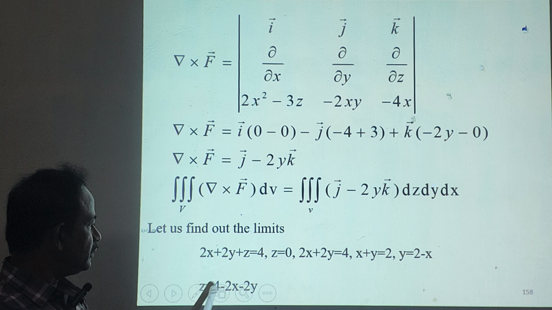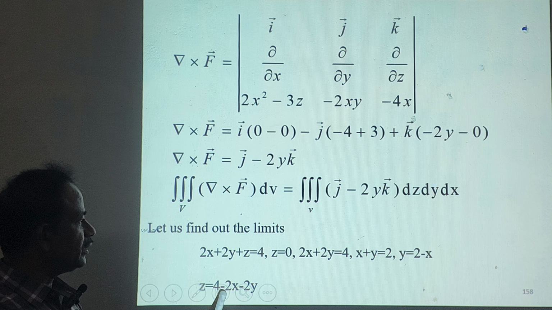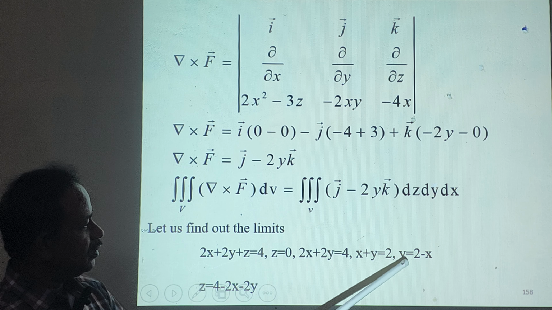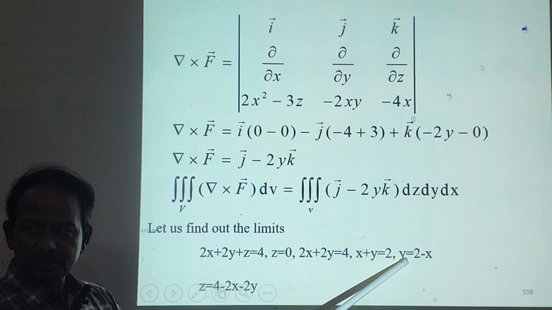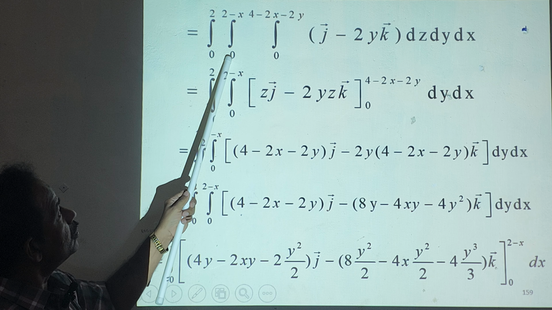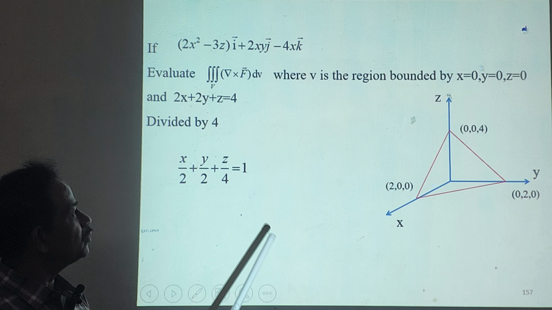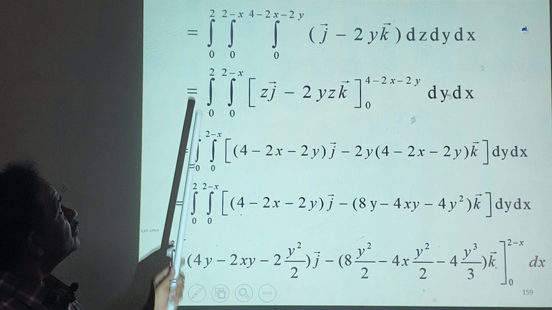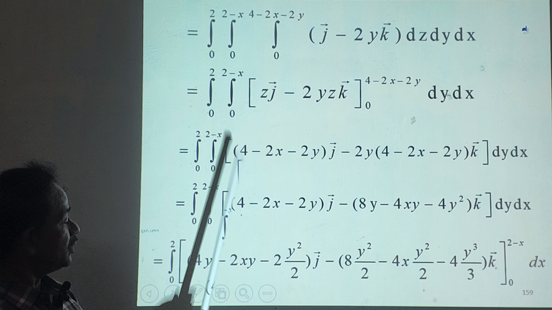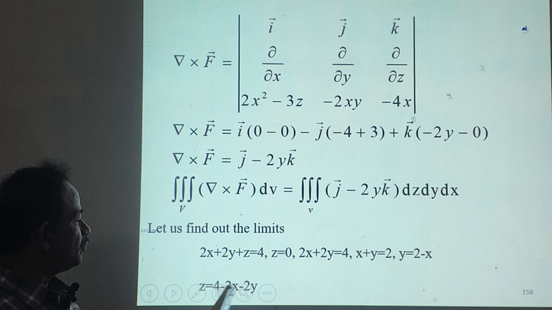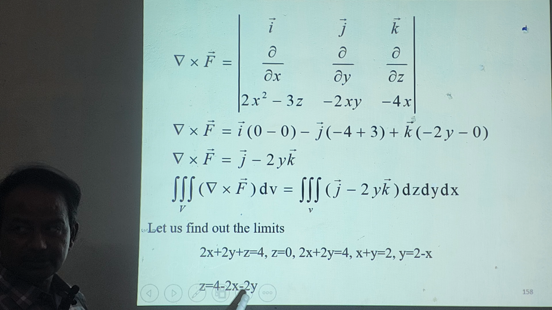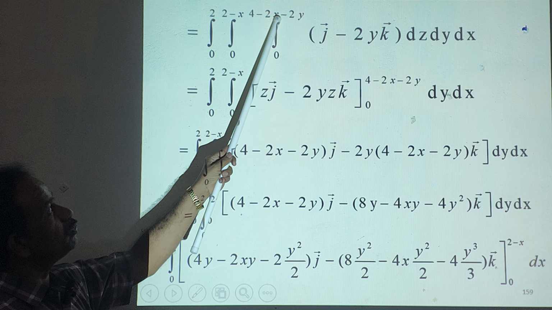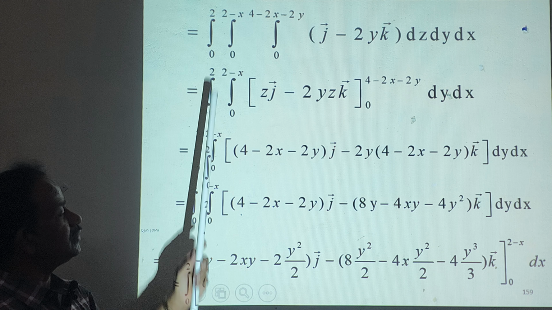So therefore z equals 4 minus 2x minus 2y. We'll see. So we have now y goes from 0 to 2 minus x, and of course x goes from 0 to 2. And what about z? z is nothing but 4 minus 2x minus 2y. So it goes from 0 to 4 minus 2x minus 2y. The limits are as it is.